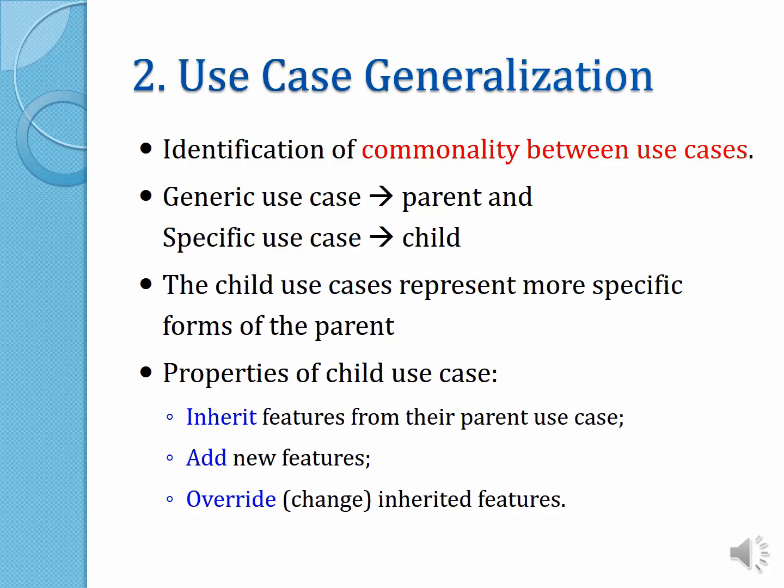Next is use case generalization. Here, instead of actors, we look for similarities between the use cases. We create a parent use case which contains the common functionality and then derive more specific child use cases from it. The child use cases inherit all the features of the parent. They can also add new functionality or even modify some inherited behavior whenever required. This helps us organize the related functionalities in a structured way.